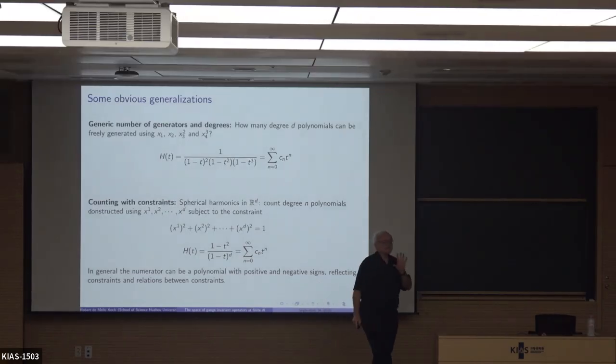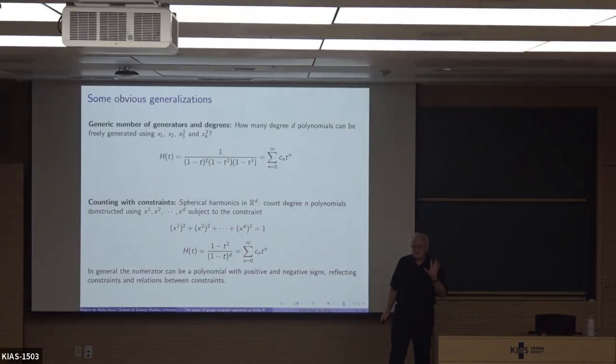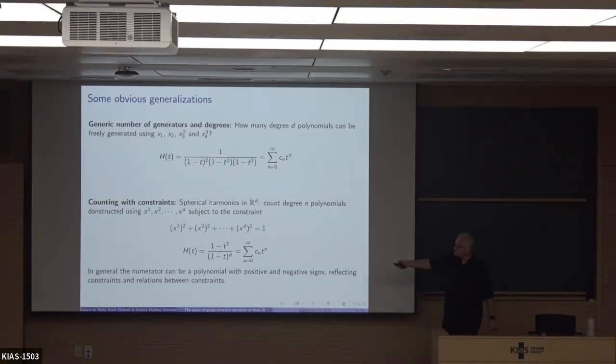All of this counting has been free counting. What that means is there's been no relation relating the generators. That's not that usual. That's the simplest kind of counting problem you can find. Usually there will be relations. So let's do an example of a counting problem where you have relations. Imagine that I wanted to count the number of spherical harmonics in d dimensions.